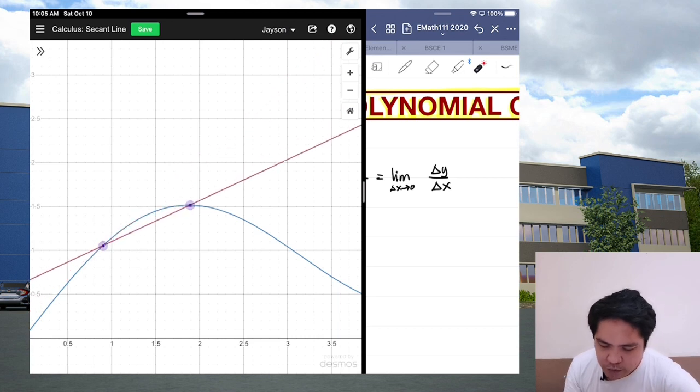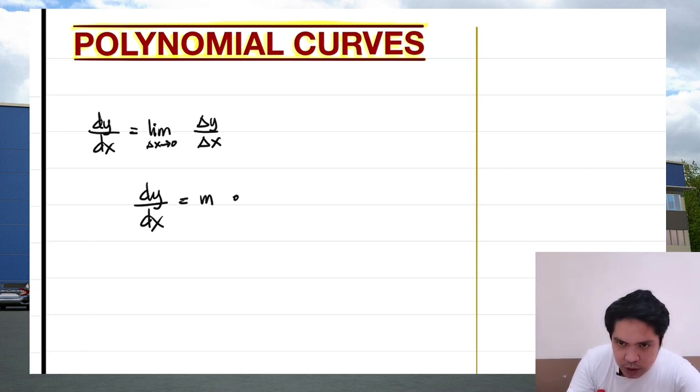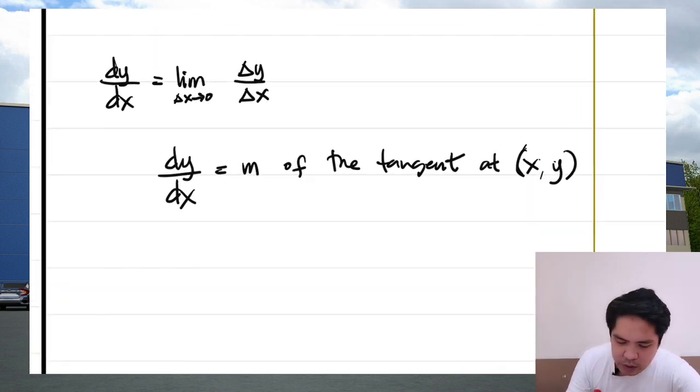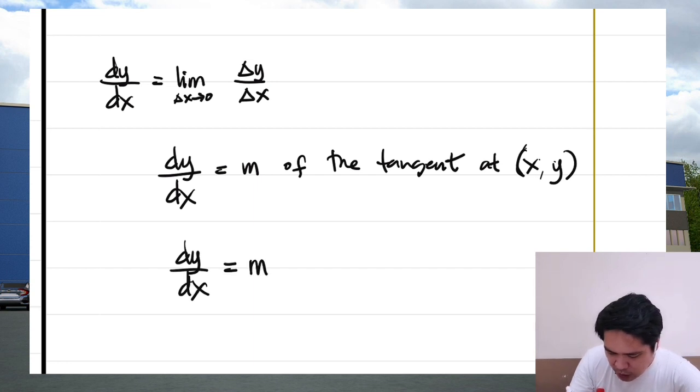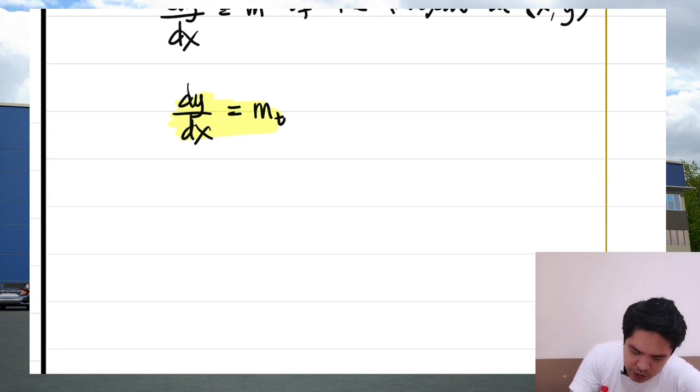So therefore, we could say that dy over dx is just equal to the slope, or m, of the tangent line at xy. Okay? So let's write this as dy over dx equal to m sub t. From this, we can now solve the equation of the tangent passing through a given point in a curve. So we'll discuss now tangents and normals.